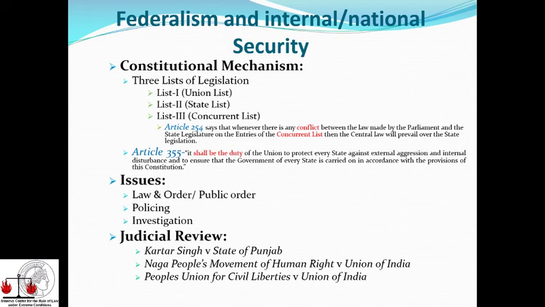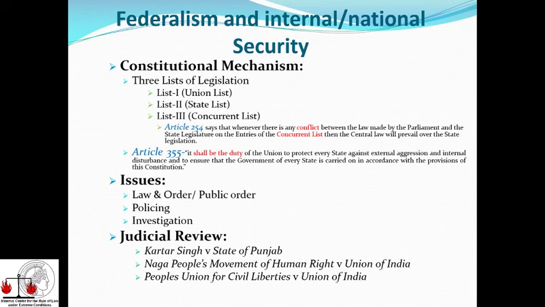The problem arises when a law enacted by the central government comes in conflict with the state law, specifically in the concurrent list. Then the Constitution has provided a mechanism under Article 254 that if any conflict arises between a law made by Parliament and the state legislature on the entries of the concurrent list, then the central law will prevail over the state legislation.